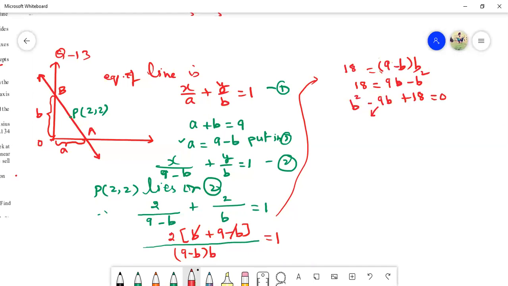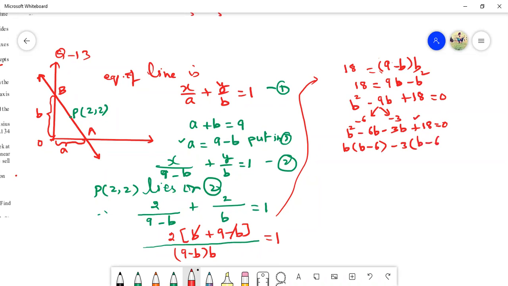So minus 6 and minus 3, because minus 6 minus 3 is minus 9, and their multiplication will be 18. So split into b square minus 6b minus 3b plus 18 is equal to 0. Common is b minus 6. Then take minus common with 3. When you take this minus common, this plus will become minus always.